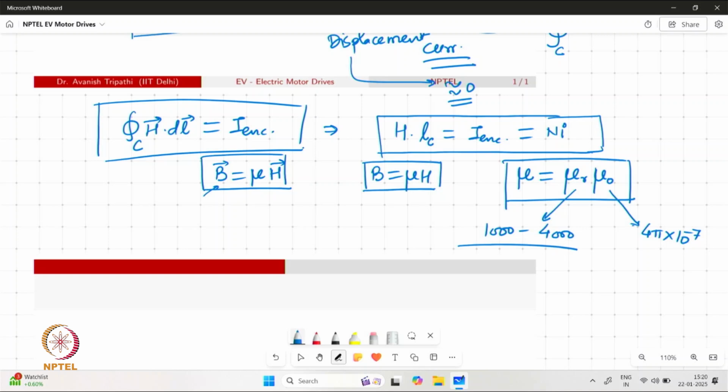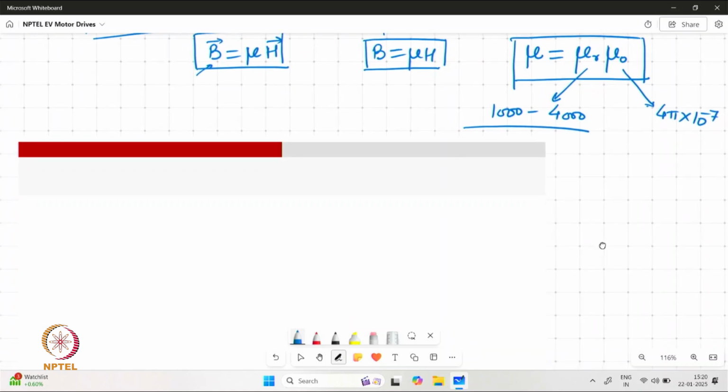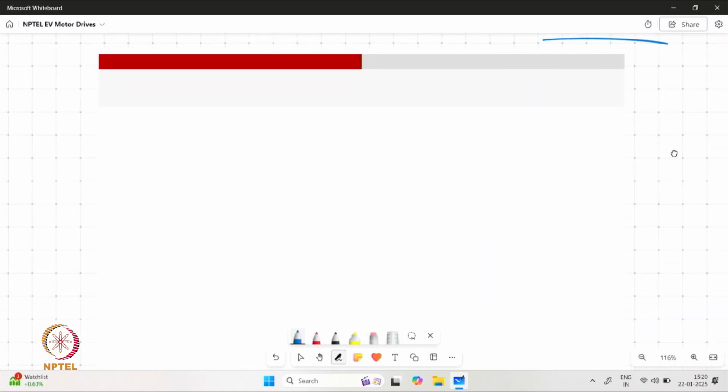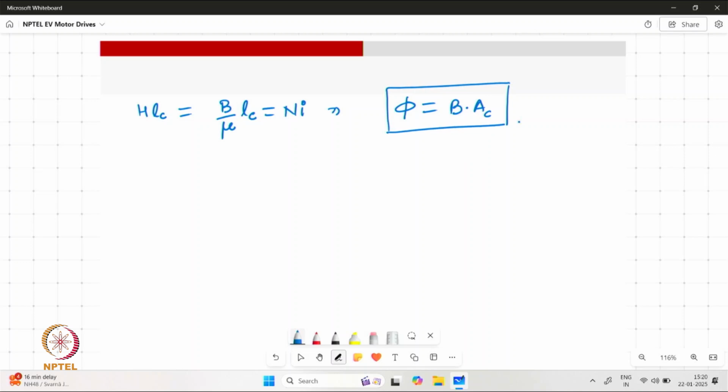So we are talking about a normal magnetic material, which means we are not getting into any kind of special design for the core. So what essentially we have over here is the simplification of that equation, which is H times Lc, which can be written as B times Lc by mu is equal to Ni. Now, we all know that the flux and flux density are related as this, the area of cross section of the core times the flux density.